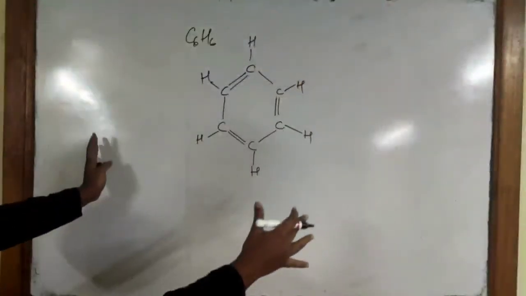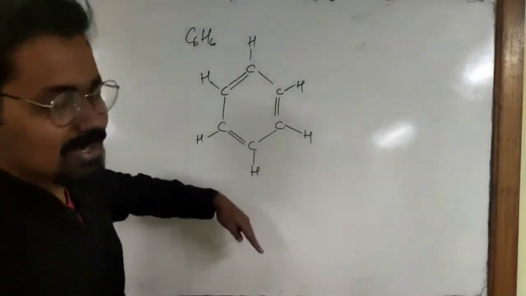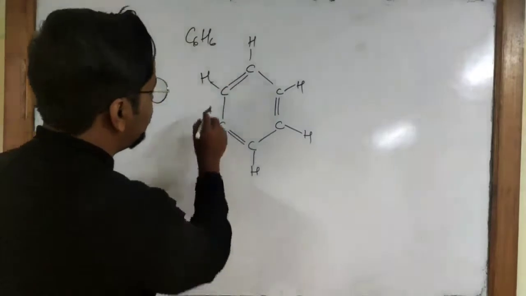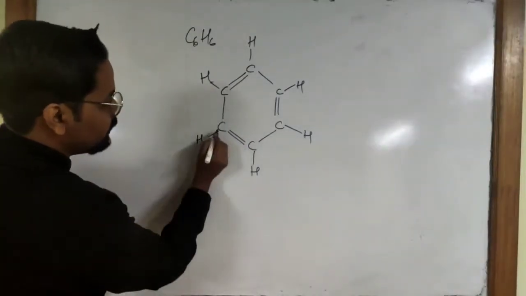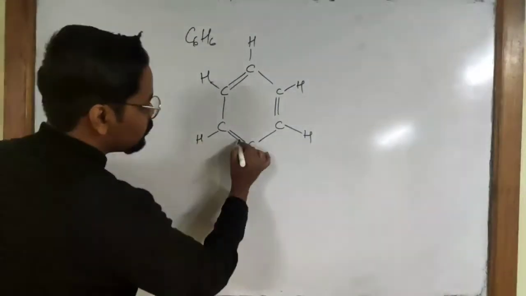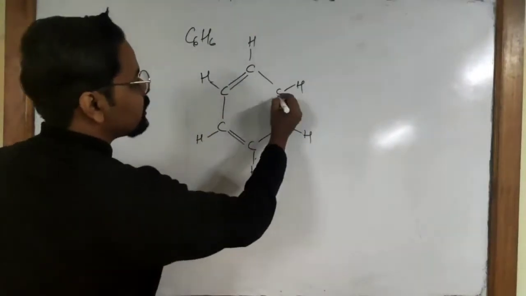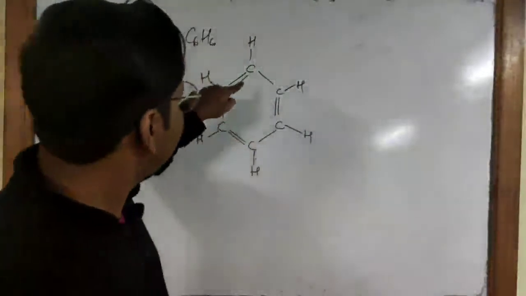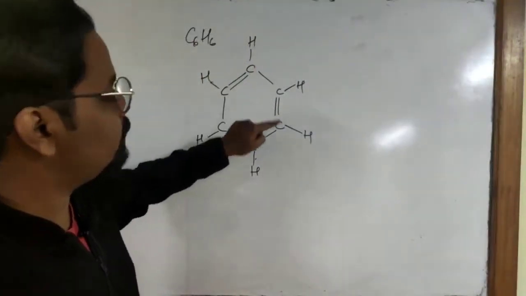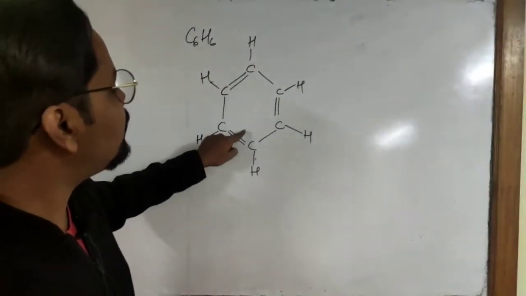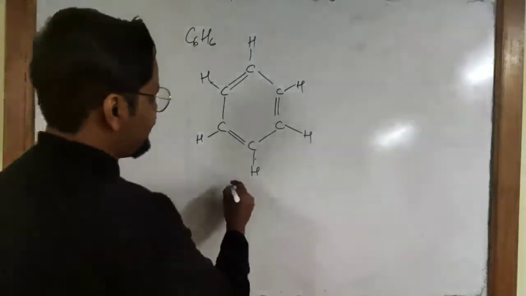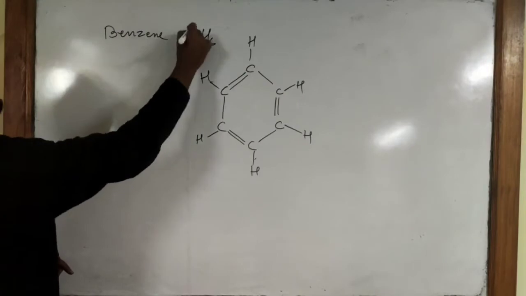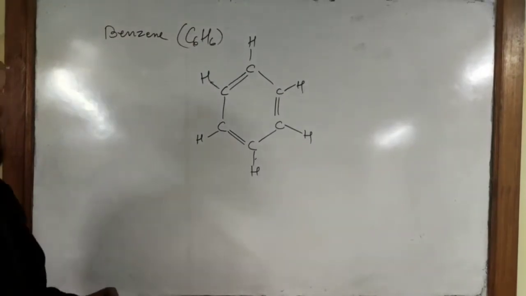Now if you look into the structure, all the carbons have all 4 arms filled. Look at this one, 1, 2, 3, 4. This carbon has 1, 2, 3, 4, and so on for each of the six carbons. So all the carbons are filled and we have double bonds on alternate positions. So these are called alternate double bond structures. So this is benzene. This compound is called benzene, having the formula C6H6.